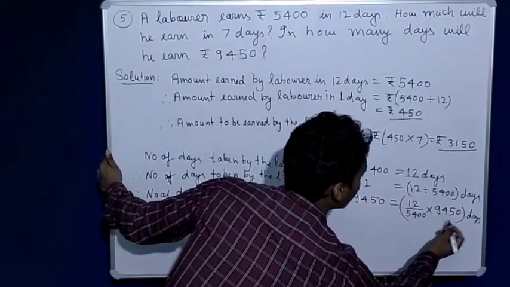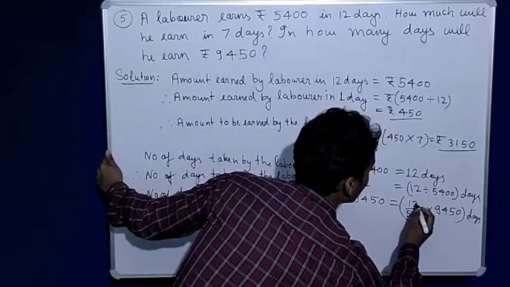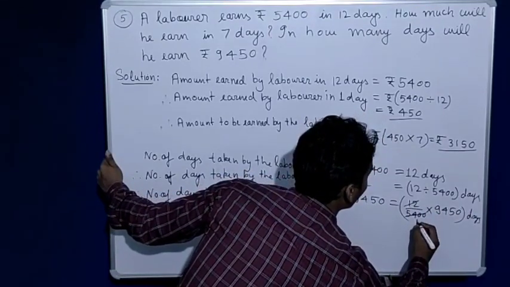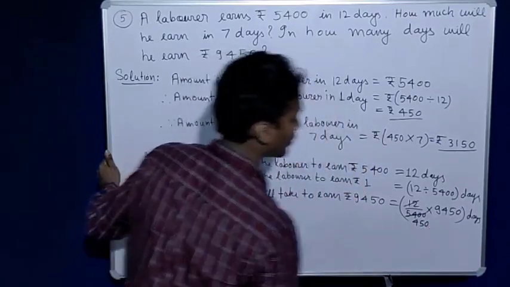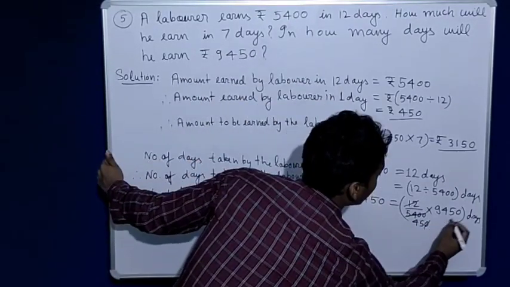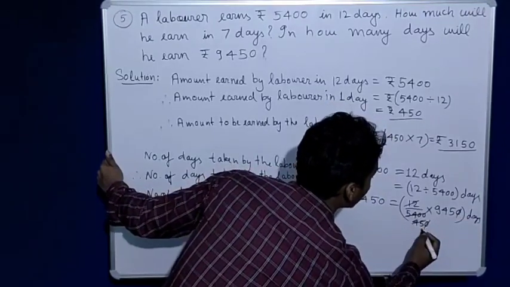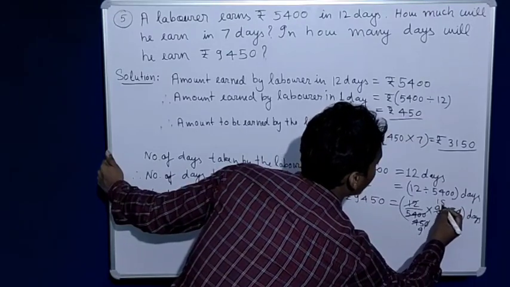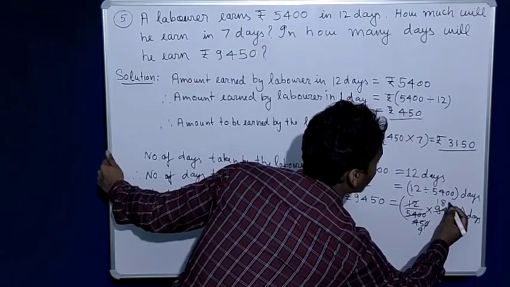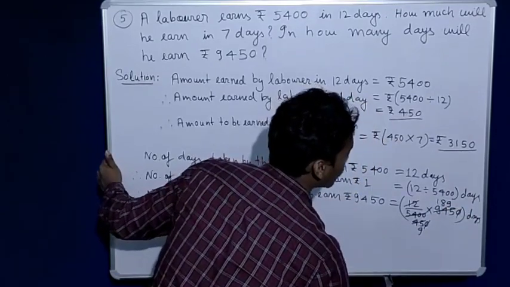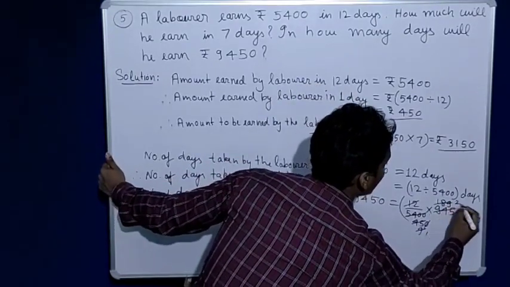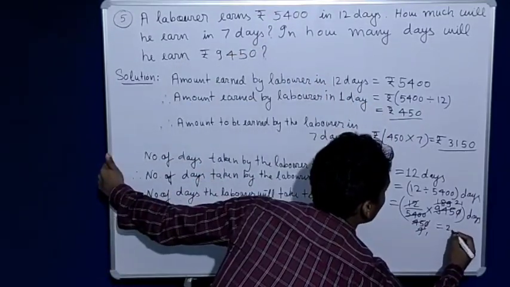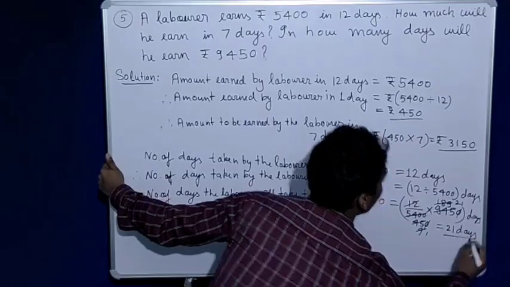So let's cancel it out. So 12 will go 450 times. Then let's cancel out the zeros. 5 9s are 45. 5 1s are 5, carry 4. 5 8s are 40, carry 4. 45, that is 5 9s are 45. So 9 1s are 9, 9 2s are 18, 9 1s are 9. That is 21 days. Equal to 21 days.